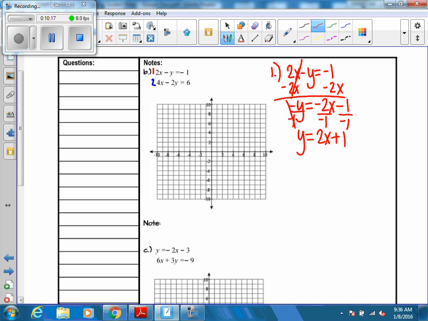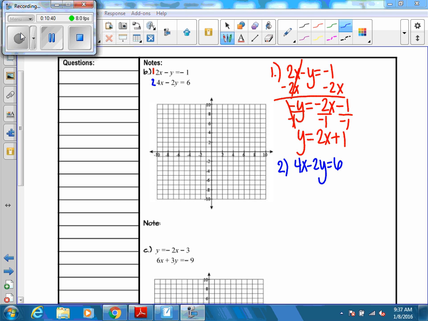Okay? So I want to go ahead now and manipulate my second equation. When I manipulate my second equation, I have 4x minus 2y equals 6.